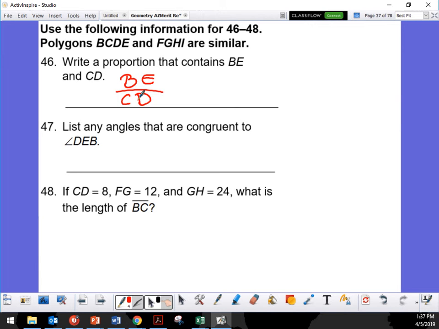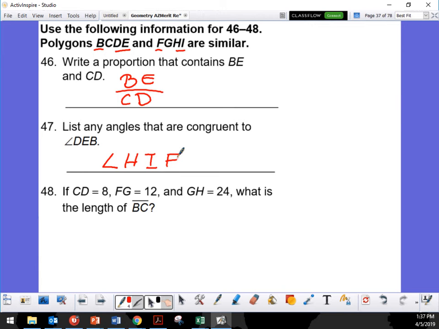All right, list any angles that are congruent to angle DEB. Angle HIF. So it's angle HIF. Is that easy? That's so easy, right?